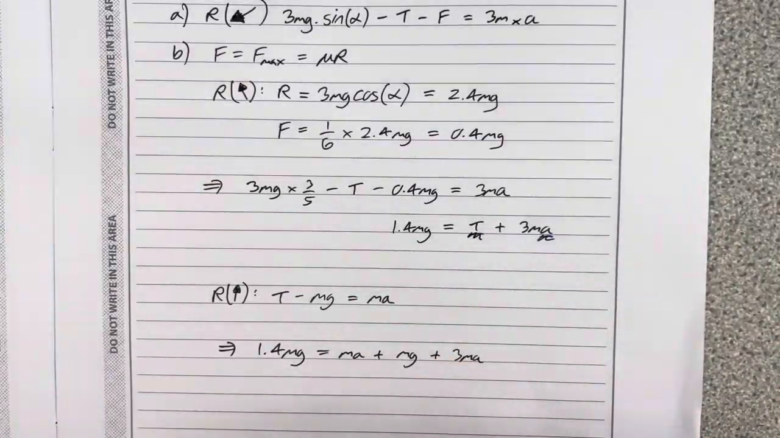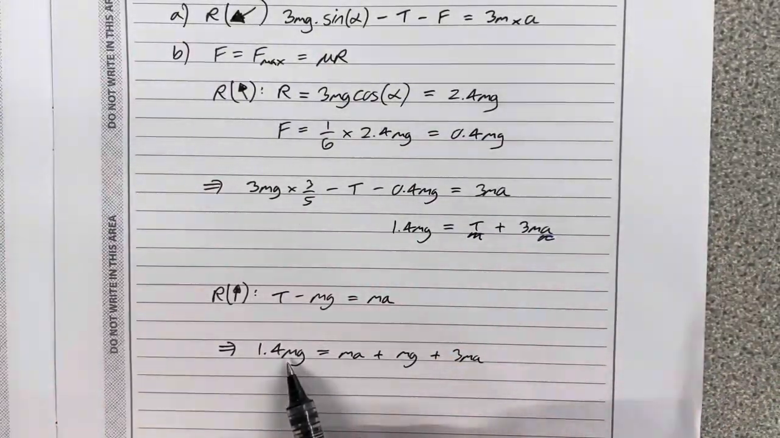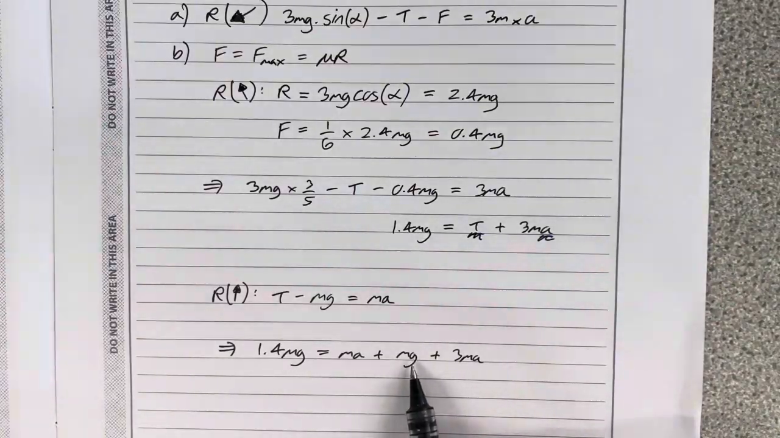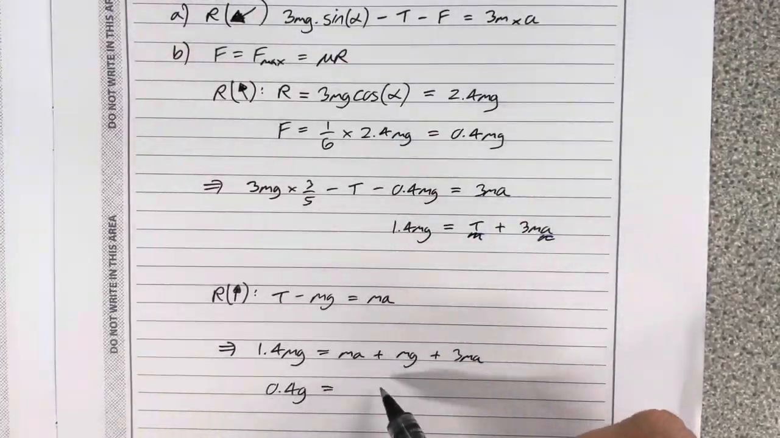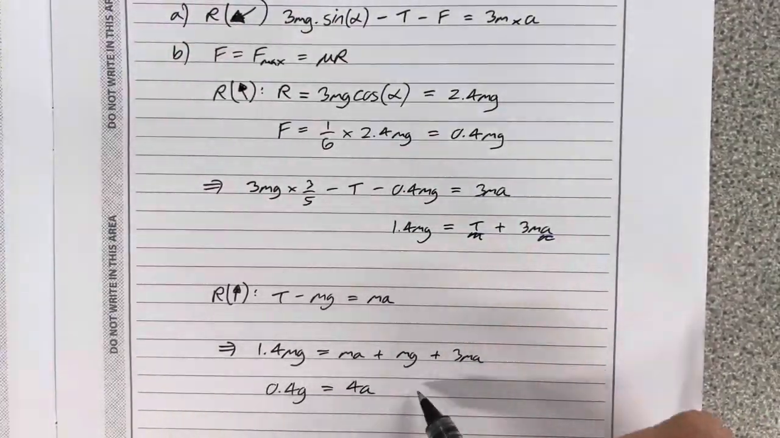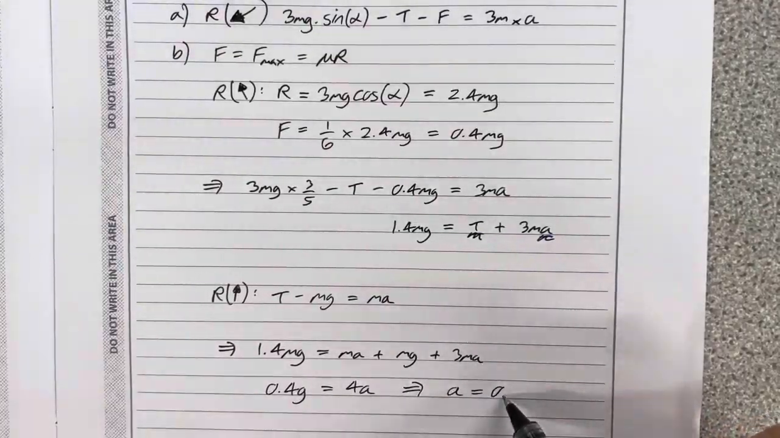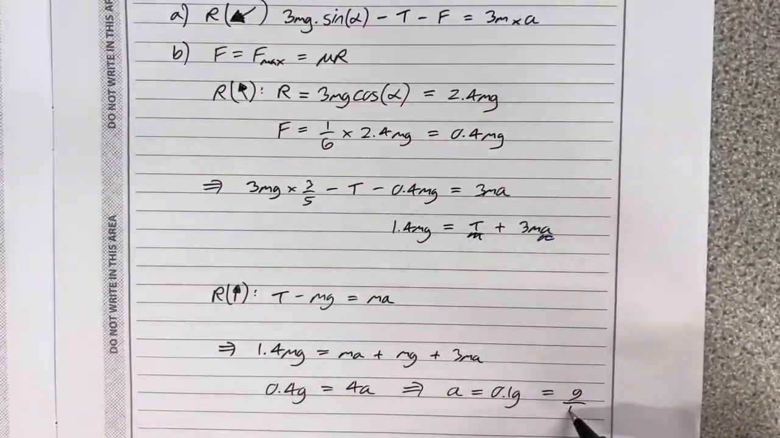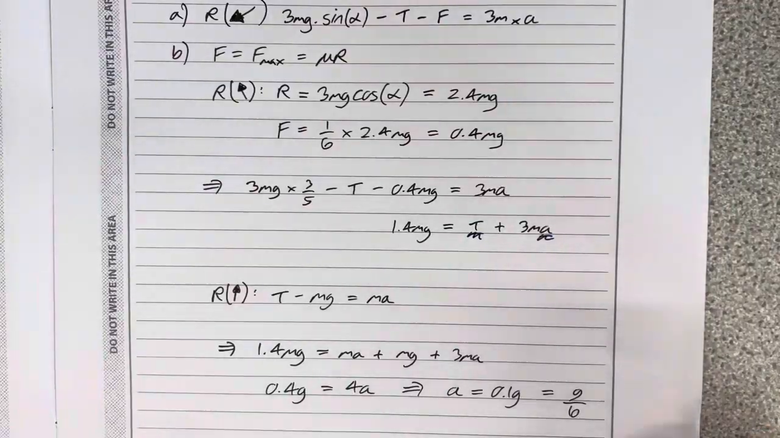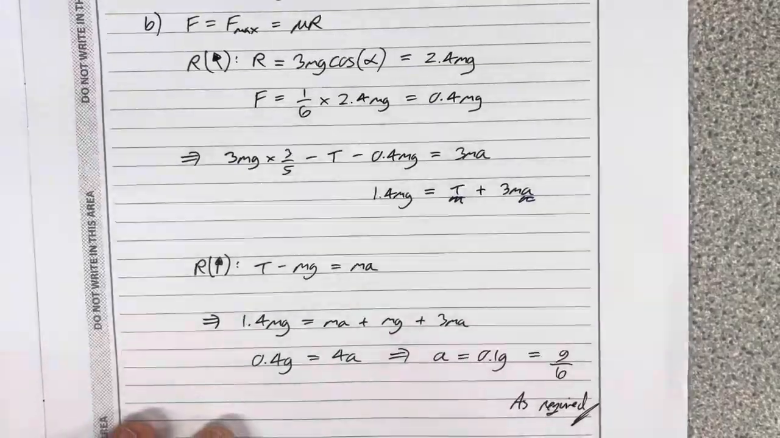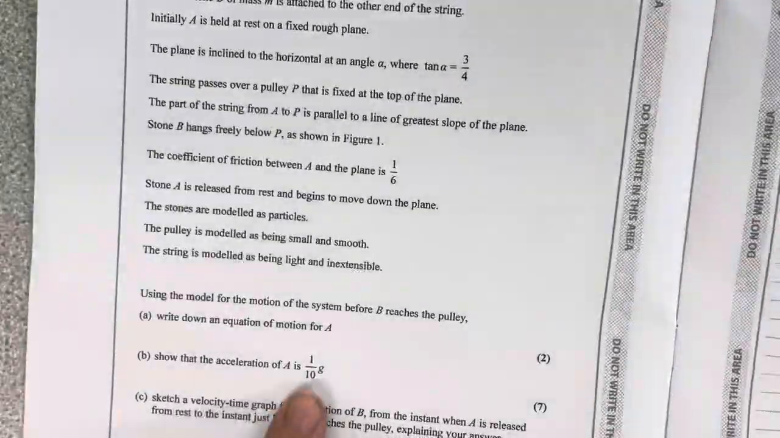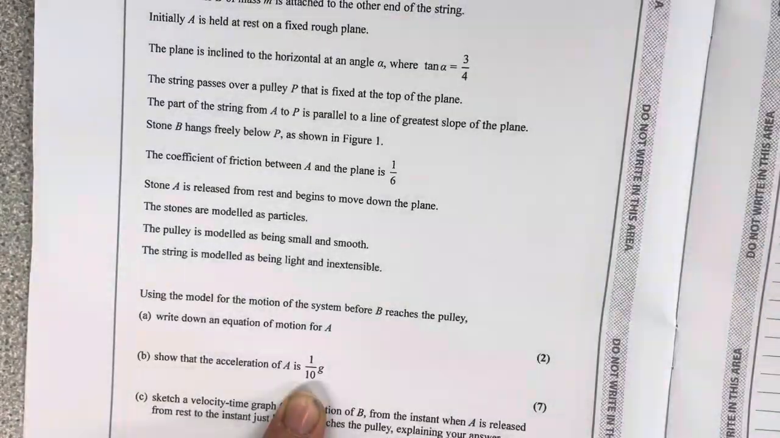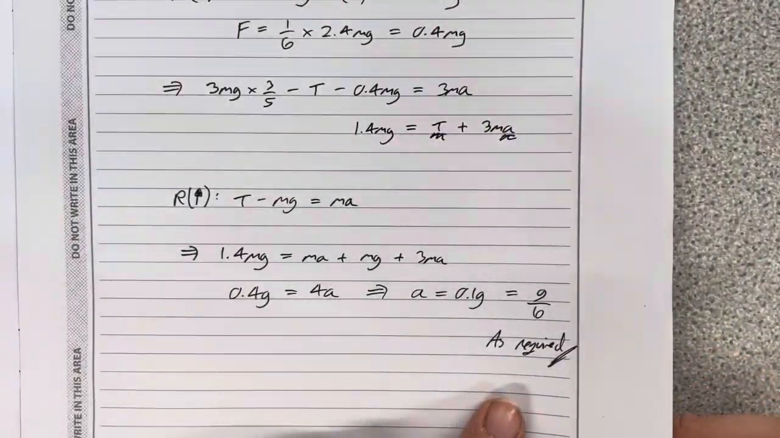I can divide through by m now, and I get 1.4g minus another g, that's 0.4g, is equal to 4a. And that tells us that the acceleration is 0.1g, which is g on 10, which is exactly what the question said, as required. So these questions are quite nice because it confirms your answer, as the answer is in the question. Show that the acceleration of A is a 10th g, which is exactly what we've just done.